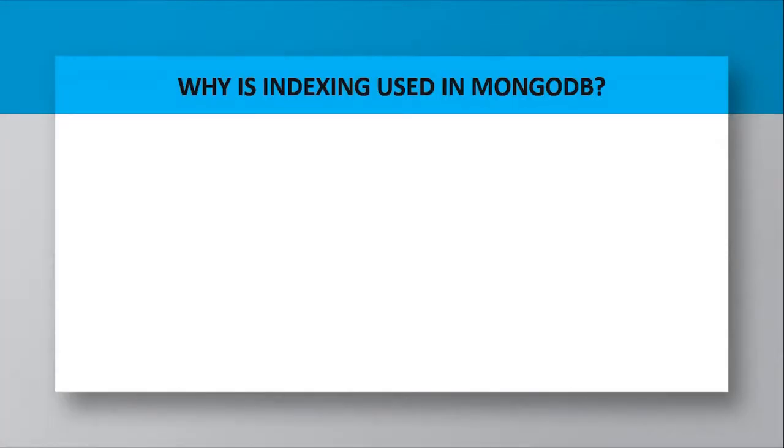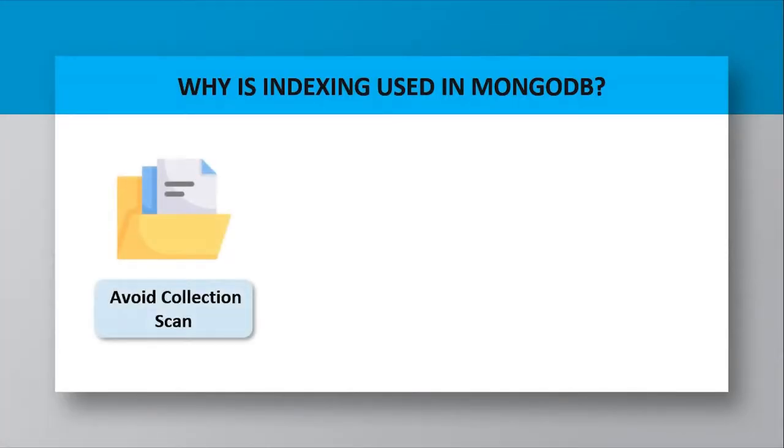Let us now understand why indexing is used in MongoDB. Now, MongoDB's indexes make it unnecessary to perform a collection scan. What I mean is that a collection scan basically involves looking through every document in a collection to find the particular document or field that your query is trying to return. So when you provide an index on documents, let's say on a database that has thousands or 50,000 records, you can just simply put an index, which will improve the search efficiency as well.